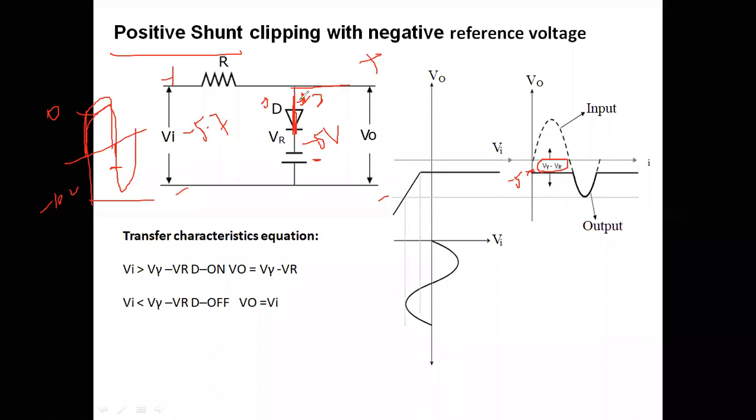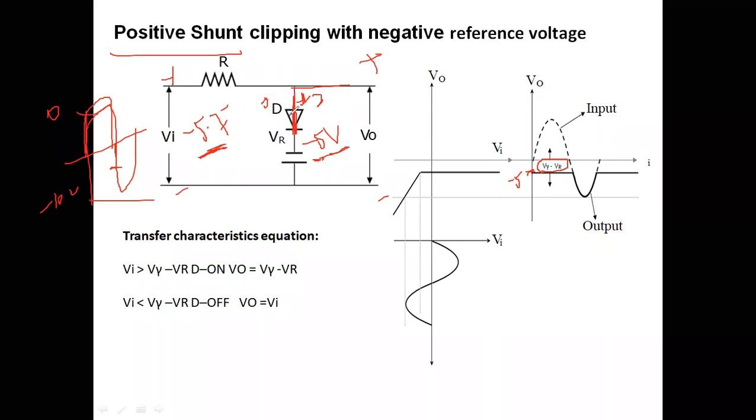Okay, then in that case, when the anode voltage is less than the cathode voltage, the diode will be off. Minus 5.7 is less than minus 5, because the cathode is connected to 5 and the anode is connected to minus 5.7. Therefore, the anode voltage is less than the cathode voltage, so the diode will be off.